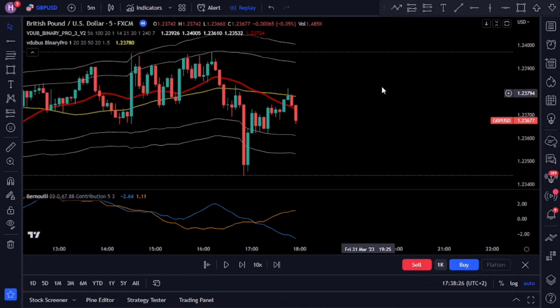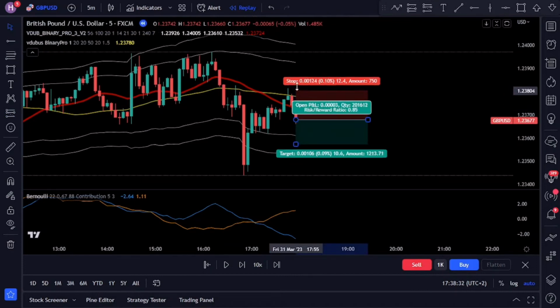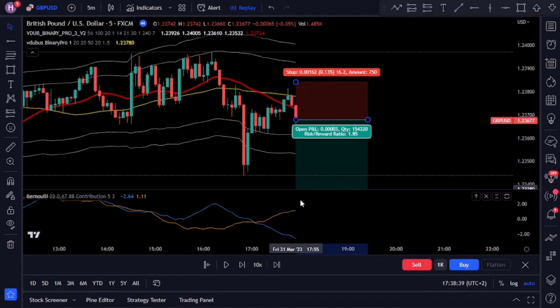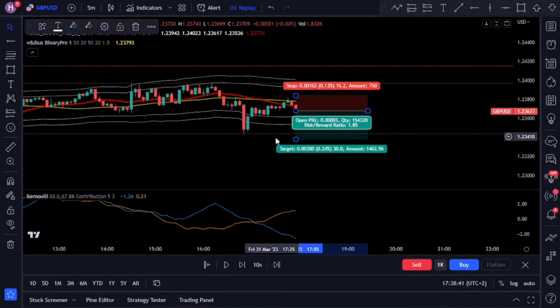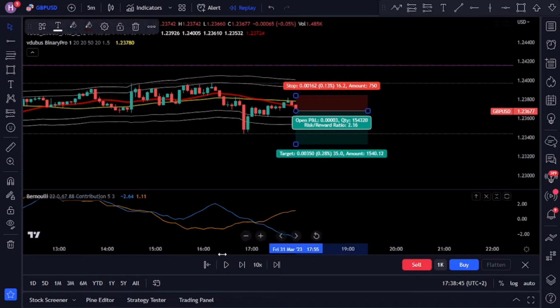Once all of these confluences are in place, we'll execute our sell trade when the market price retests and closes below the red line. As the market moves in our favor, we'll gradually move our stop loss down with the yellow line. To secure profits along the trend, we can either take a 1-to-1 or 1-to-2 risk to reward ratio.